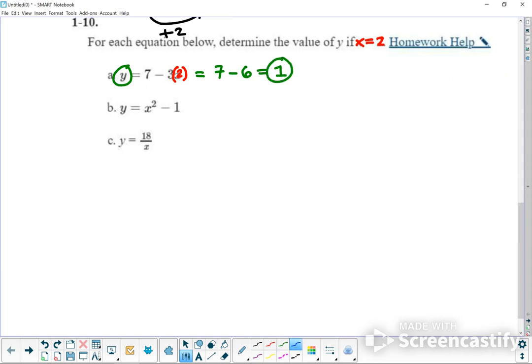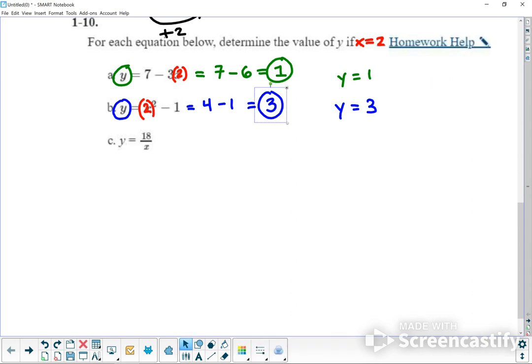Next one. Again, you're going to let x equal 2, so you're going to put a 2 right here. So you're going to do 2 squared, which is 4, and then you're still going to do minus 1. And 4 minus 1, or 4 take away 1, is 3. So your answer is y equals 3. Or you can write y equals 3, just to make it look nice. And y equals 1. That looks much nicer, doesn't it? I'm glad you agree with me.